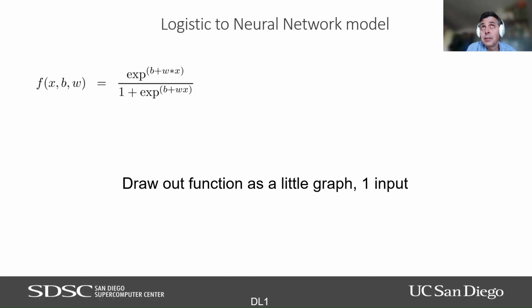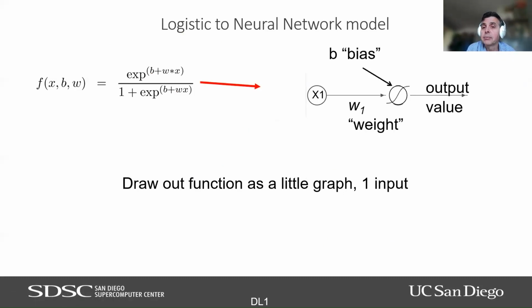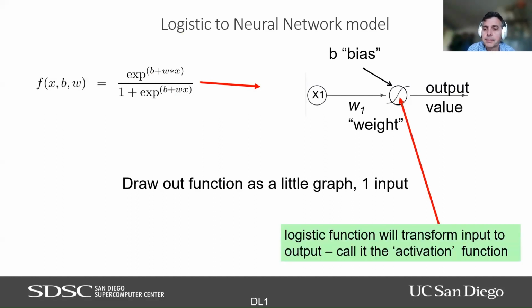And so once we are comfortable with the logistic function, we can sort of draw this out as a little graph. Here I've drawn it out with an input line. There's a weight and a bias unit. And these names come out of the fact that they're sort of biologically inspired. So they're basically the same as linear regression parameters. And when we draw the node, the unit, and we talk about it making a transformation from an input to output, we call it the activation function.